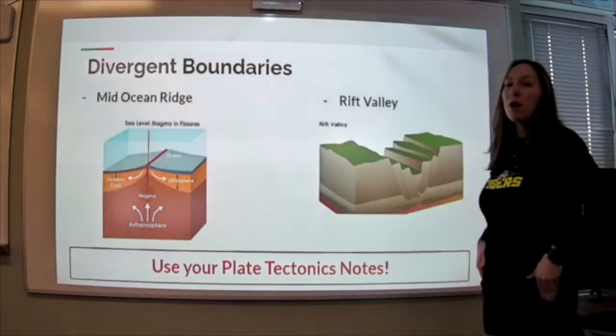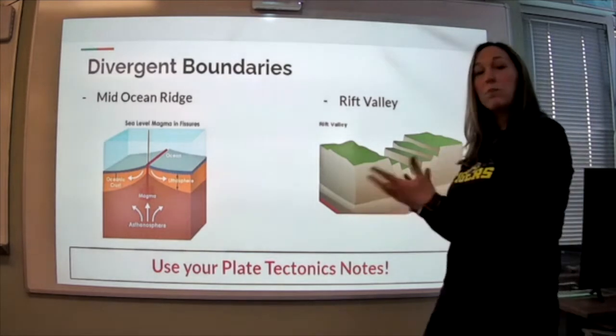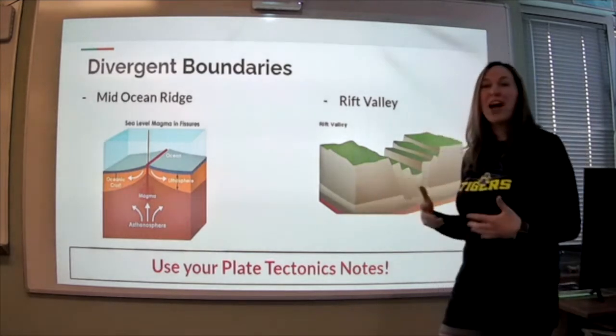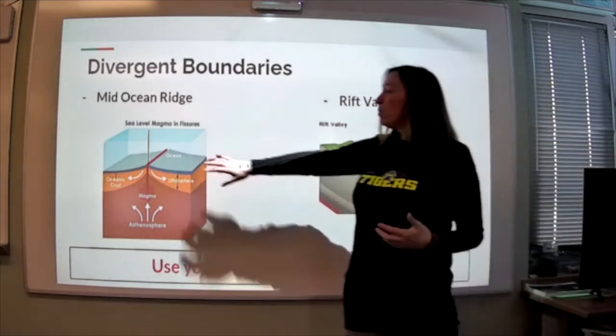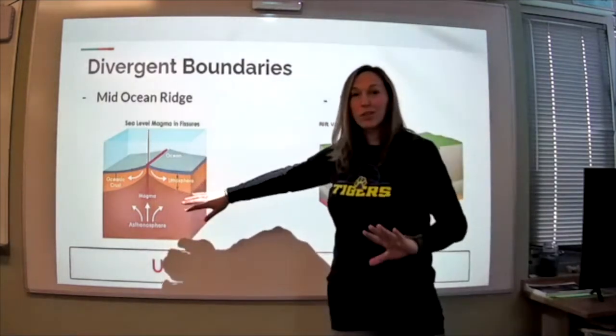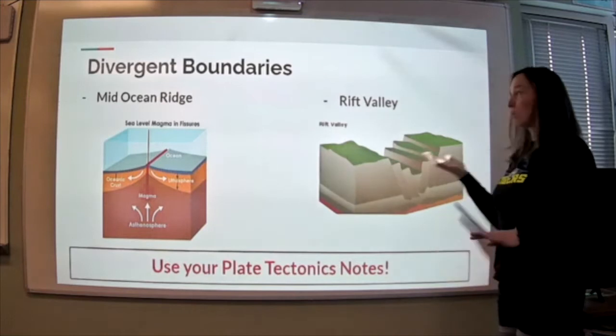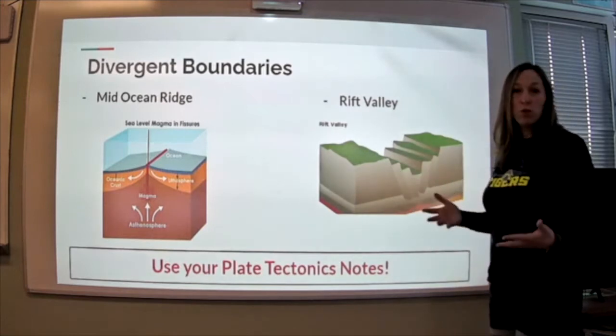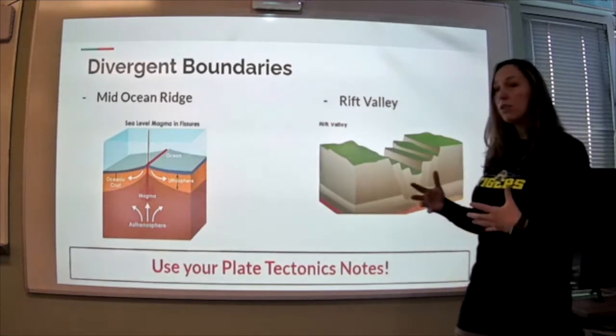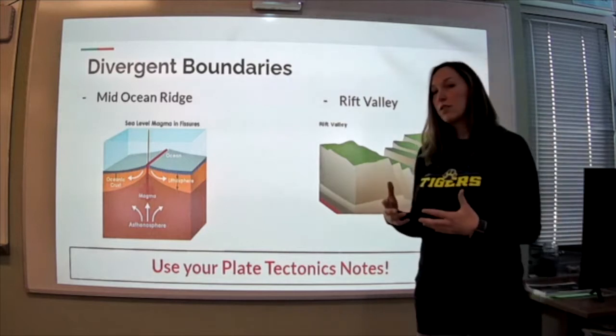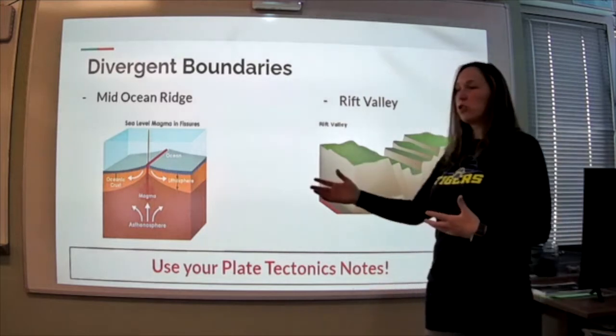So divergent boundaries, we get two different kinds, and it depends on where you're located, what kind of crust we're dealing with. A mid-ocean ridge happens, spoiler alert, in the middle of the ocean. A rift valley occurs in the middle of land. So that's the main difference between these two pieces. But because they're dealing with different types of crust, we get different types of features.